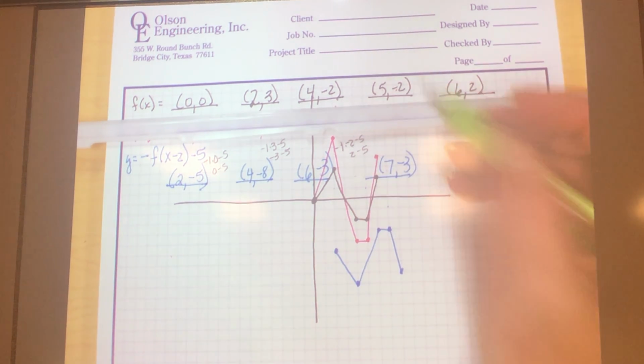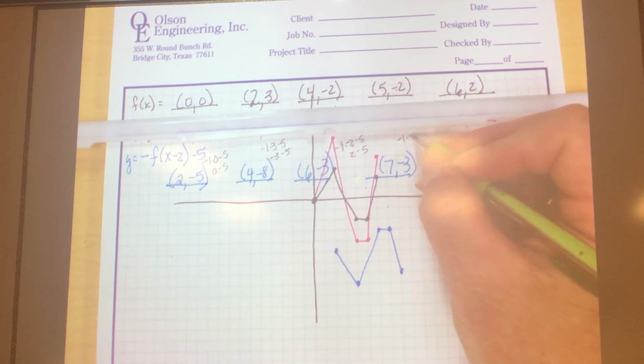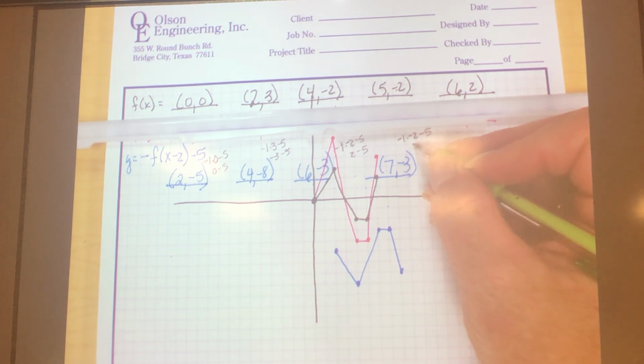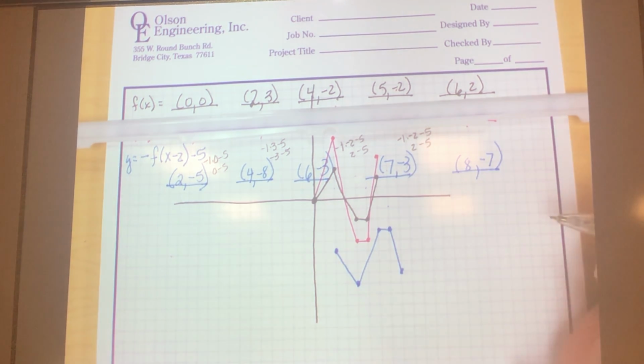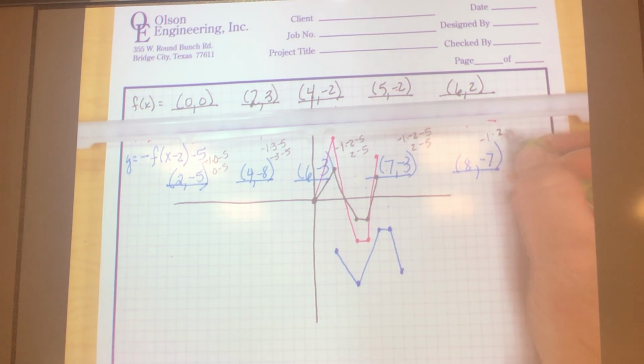I'm going to do this one again. You should be the same as this guy. So I'm going to say negative 1 times negative 2 minus 5. Negative 1 times negative 2 is 2, and 2 minus 5 is negative 3. I'll do this guy. Negative 1 times 2 minus 5 is negative 2 minus 5, and there's my negative 7.